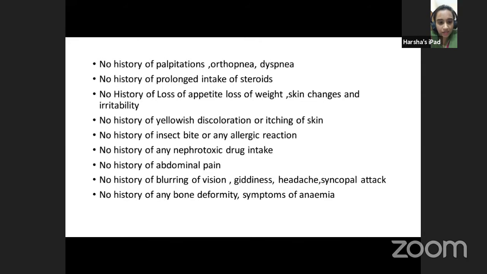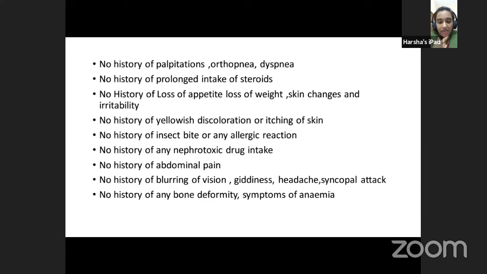Okay. The next one is yellowish discoloration or itching. Okay, that you asked in view of? Hepatic cause of edema. Okay, so with that, again, you should ask first, what hepatic causes are you thinking of to cause such severe hepatic failure? Ma'am, acute liver failure. Correct. So they will also have vomiting. So vomiting is another complaint that you should put along with that. Okay. Vomiting, abdomen pain, yellowish discoloration of skin, itching.